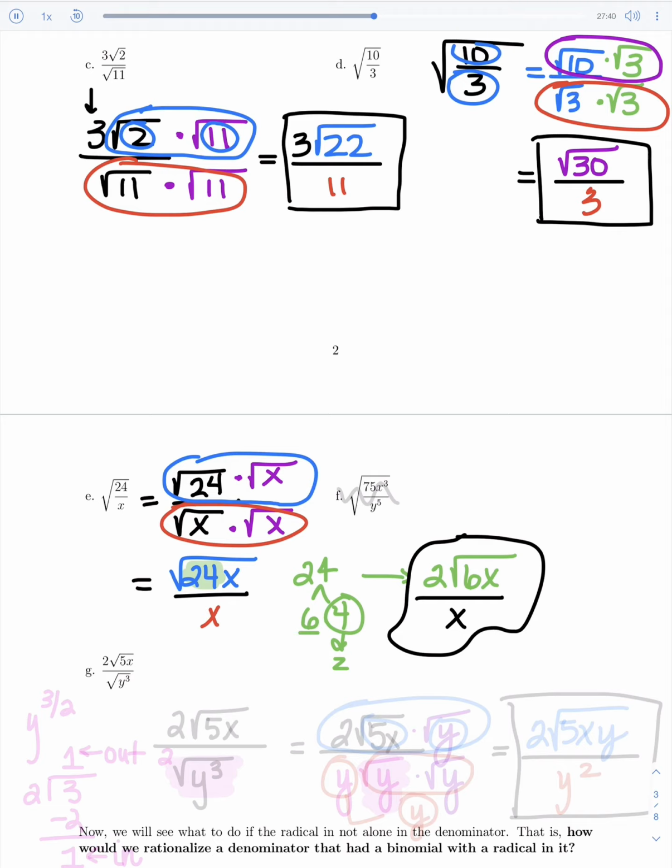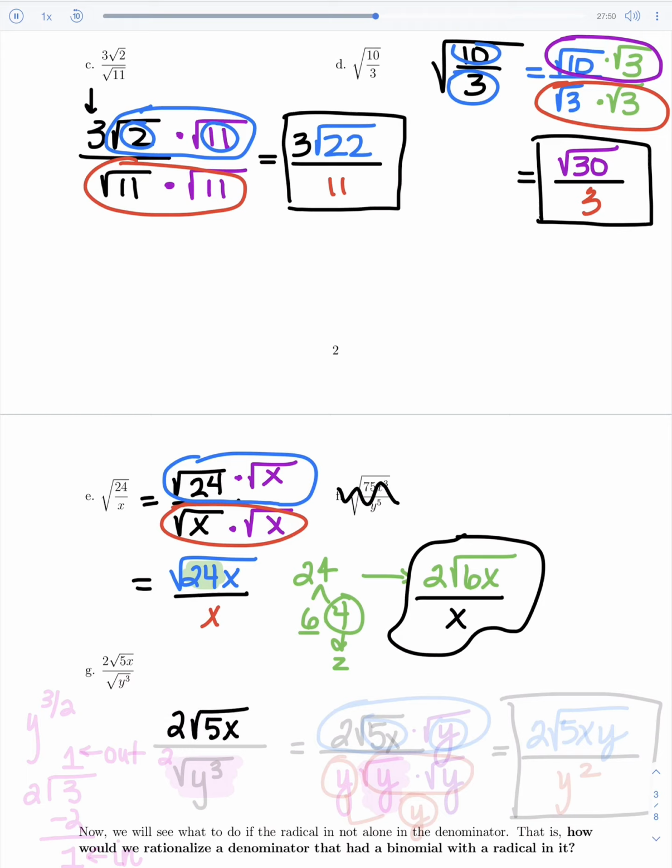F and G are pretty similar, so let's just do one of those two. Let's just go ahead and do G. So if we look at G, we've got 2 square roots of 5x over the square root of y cubed. The special thing about y cubed here, taking its square root, is this can actually be simplified before you do anything. Because 2 does divide into 3, although it's not evenly, it does divide in.